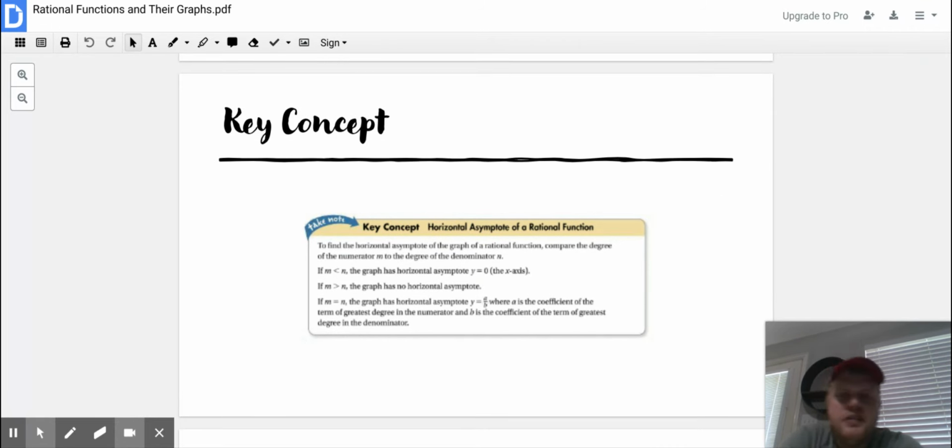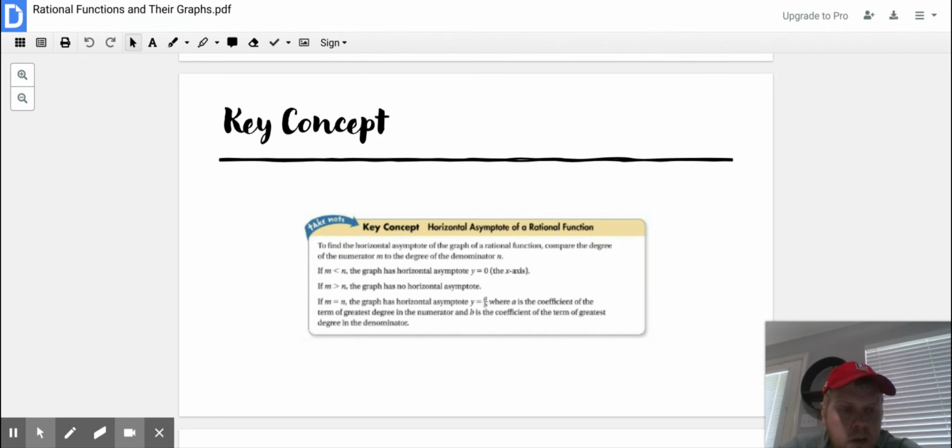So horizontal asymptote. To find the horizontal asymptote of the graph of a rational function, compare the degree of the numerator m to the degree of the denominator n. So this is where we've got to be careful. Now we're comparing degrees. So what's the highest degree on the numerator and what's the highest degree on the denominator? So if m is less than n, then the graph has a horizontal asymptote at y equals 0, or the x-axis. Okay? So again, that is if the biggest degree on the numerator is smaller than the denominator's. If the numerator's degree is bigger than the denominator's, then the graph has no horizontal asymptote.